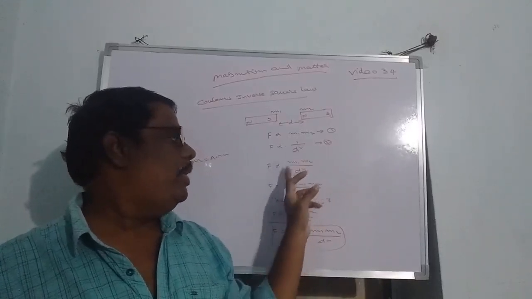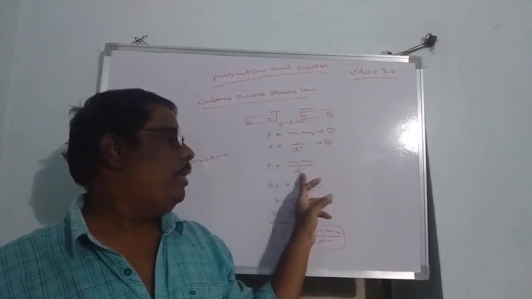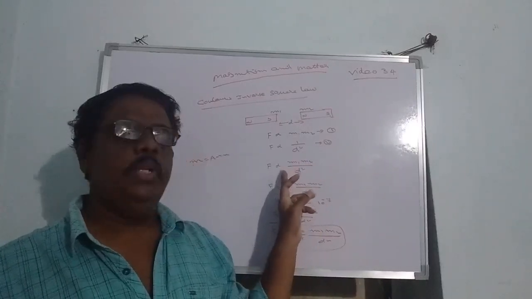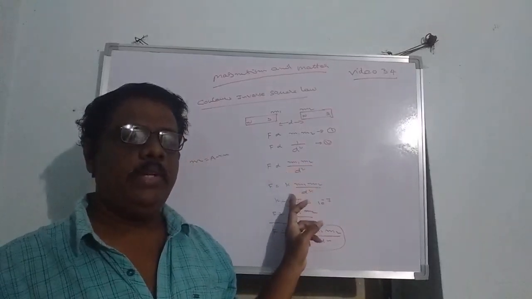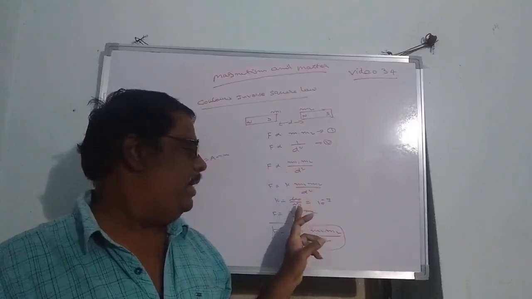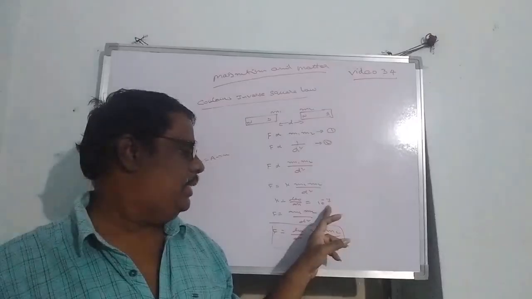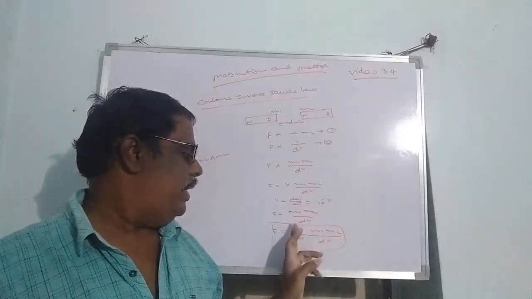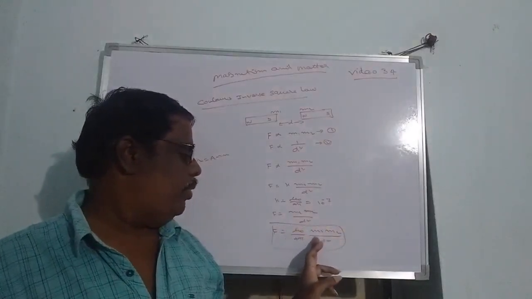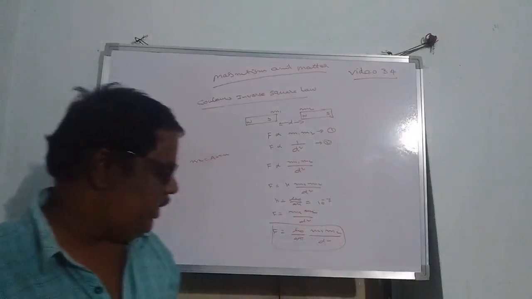So combining 1 and 2, F is proportional to m1 m2 by d square. Remove this proportionality symbol and introduce a constant k. The k value is mu naught by 4 pi, and the value will be 10 power minus 7. Then finally we get F is equal to mu naught by 4 pi m1 m2 by d square.